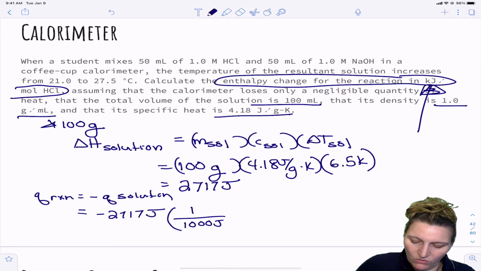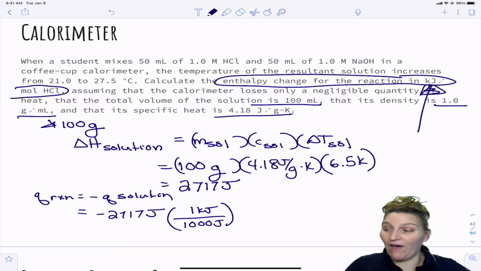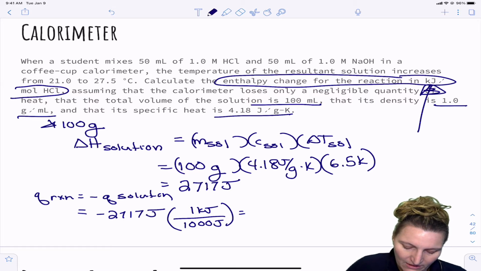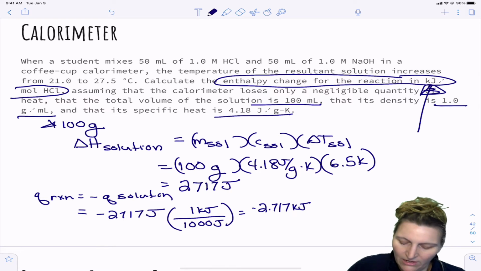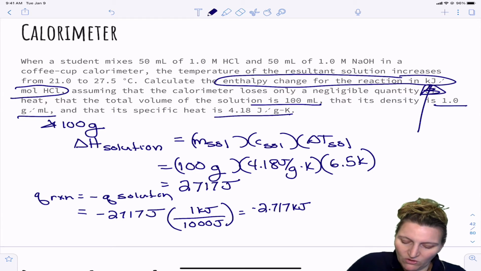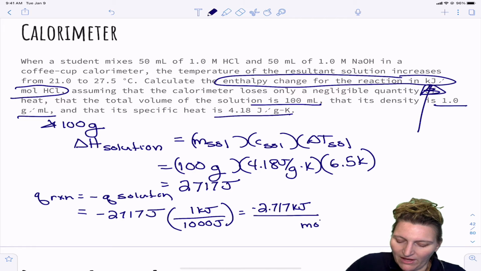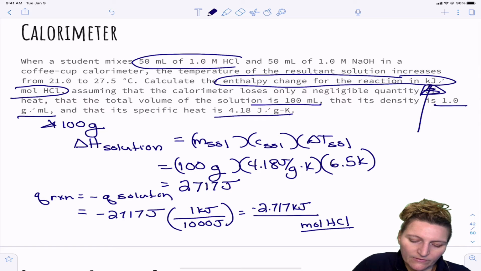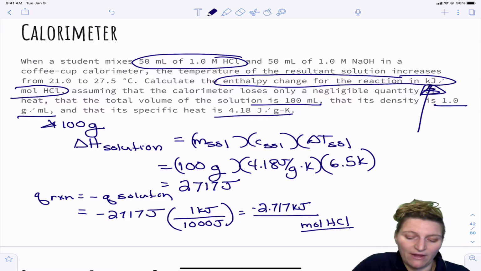1,000 joules is 1 kilojoule, if I do that. And then I need to divide it by, actually, why don't I just get an answer for that? So then I get negative 2.717 kilojoules. And I remember the answer is kilojoules per mole of HCl. So I need to divide this number by the moles of HCl. And I get moles of HCl by using that information up there.